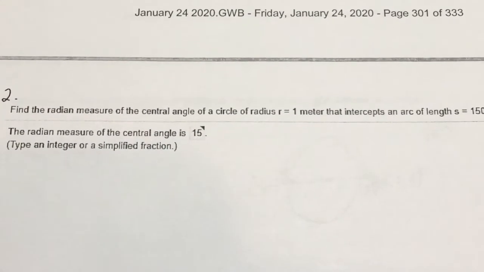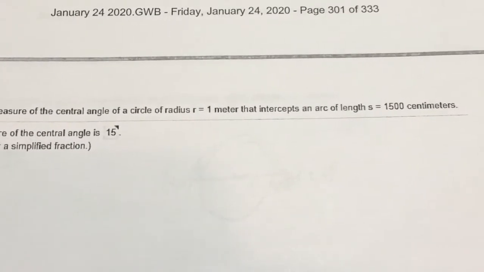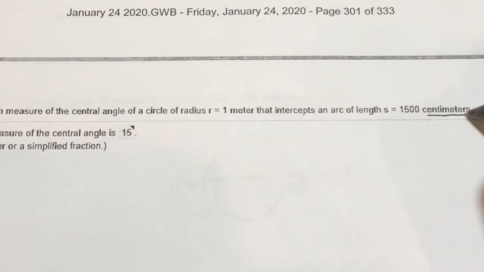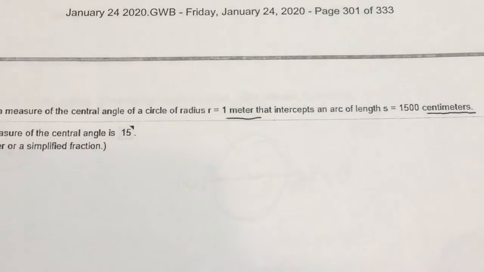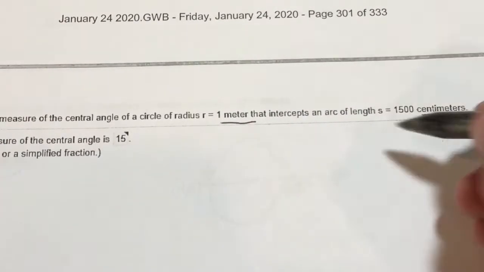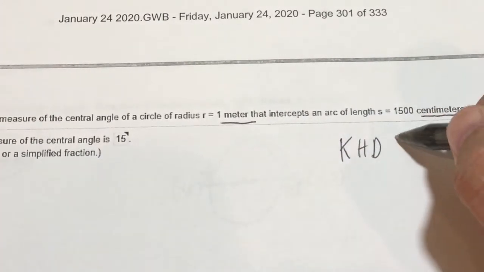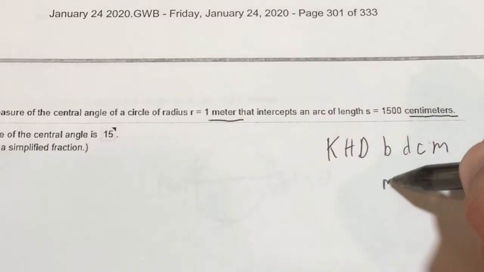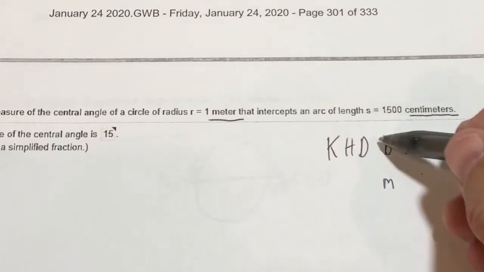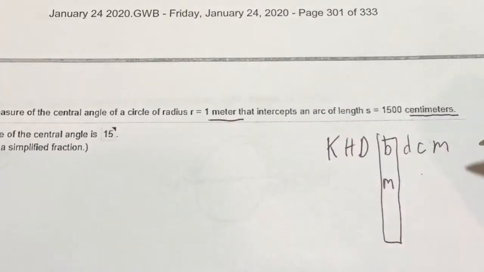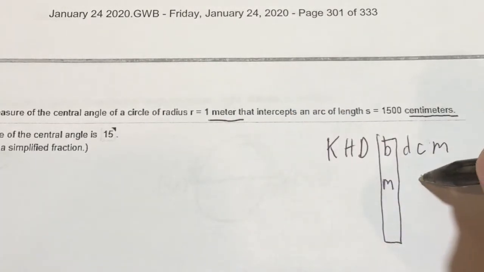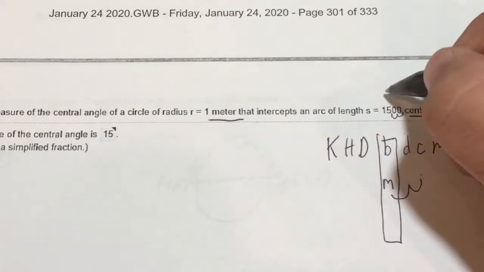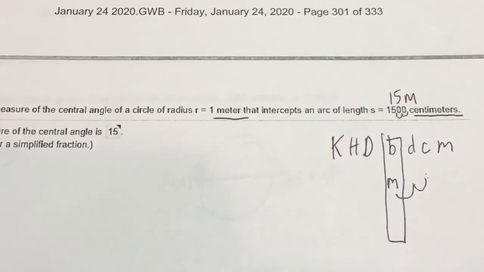Find the radian measure of the central angle of the circle with radius 1 meter. The arc is 1500 centimeters. So this is a little tricky. It goes from centimeters to meters, so I want to get them in the same measurement. I'm going to use King Henry Died By Drinking Chocolate Milk, and we'll see what happens there. I'm going from meters, and this is decameters, and this is centimeters. If I go from centimeters to meters, I move it left 2 units. So that's going to be 15 meters. And now I have the same measurement.